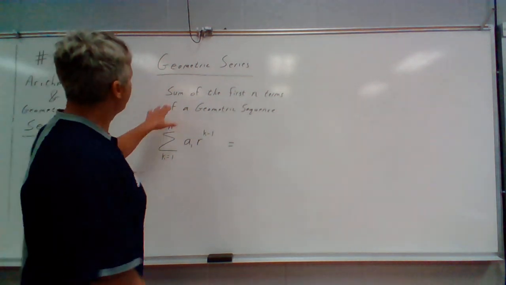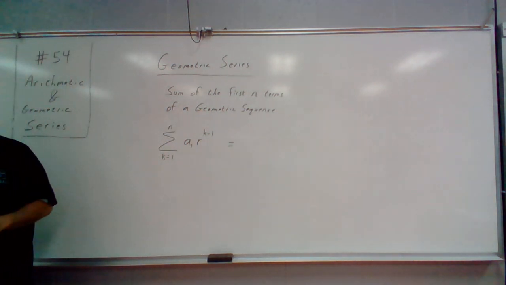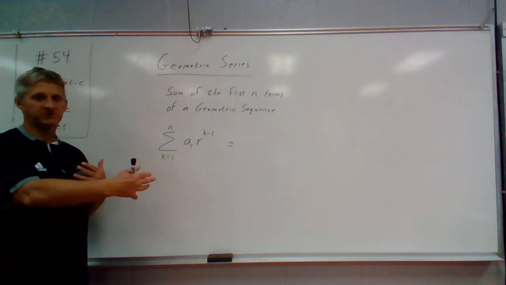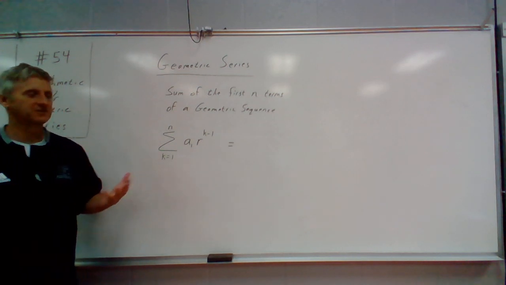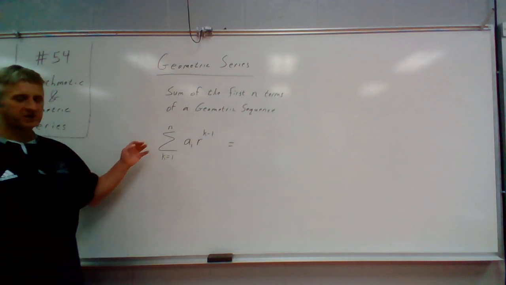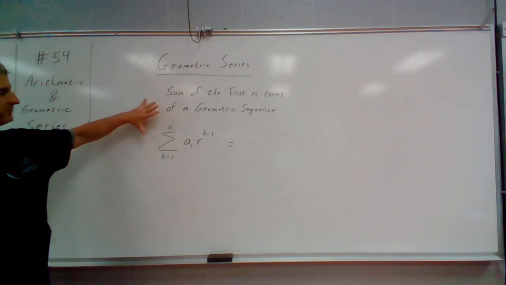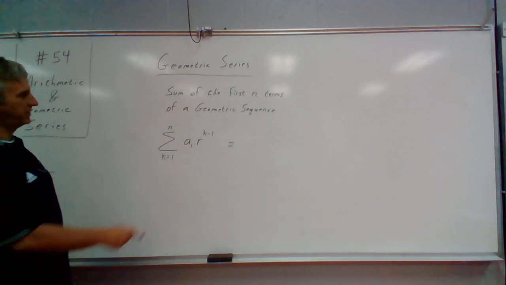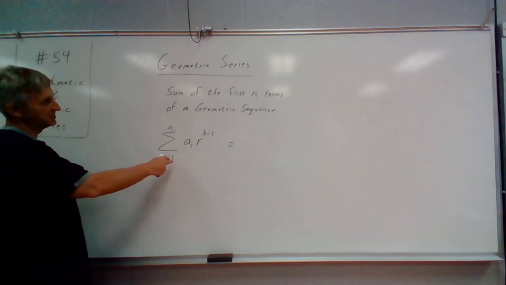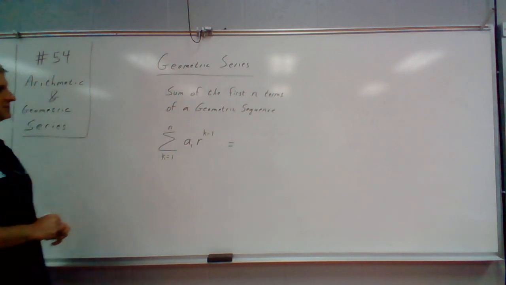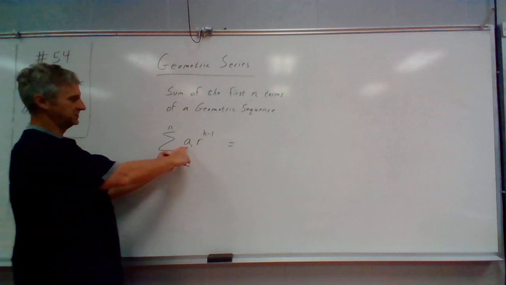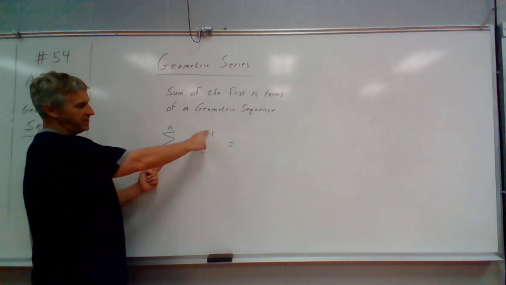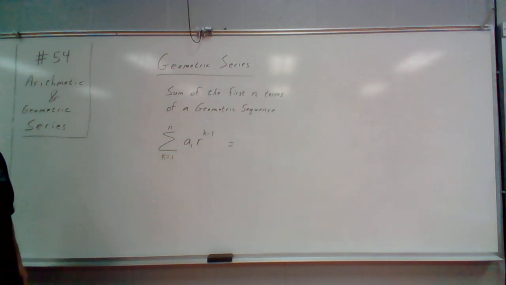All right, so to find the sum of the first n terms of a geometric sequence, you could just list out the sequence and add up all the terms. Nothing wrong with that. But it would be really cool if we had a nice formula like we did for arithmetic sequences. So let's see if we can find one. So here I have the sigma notation for the sum of the first n terms of a geometric sequence. This is geometric because my variable k is up here in the exponent. I have an exponential function.